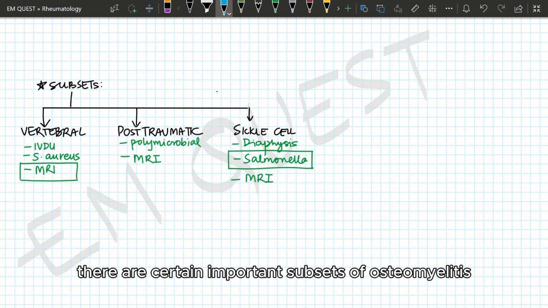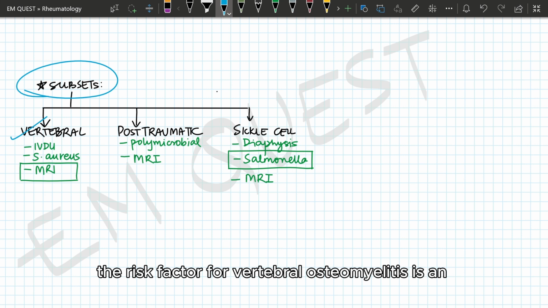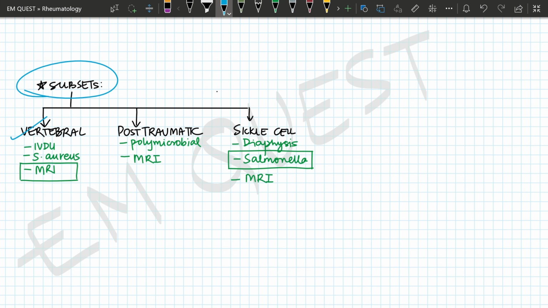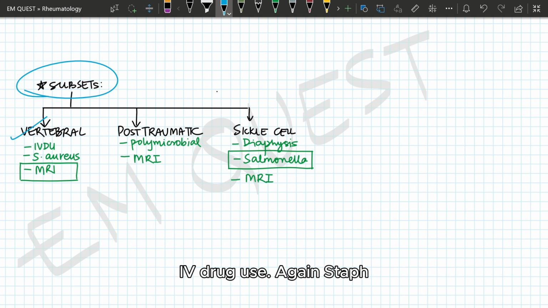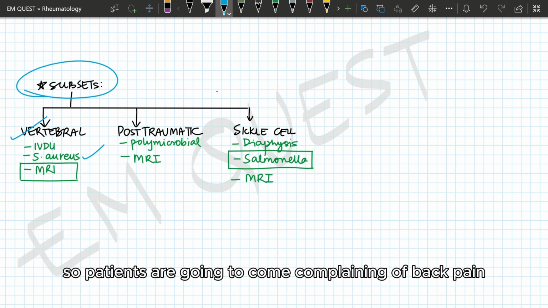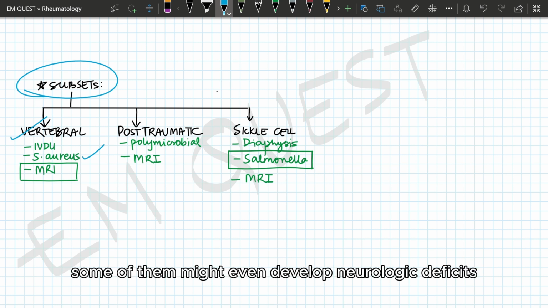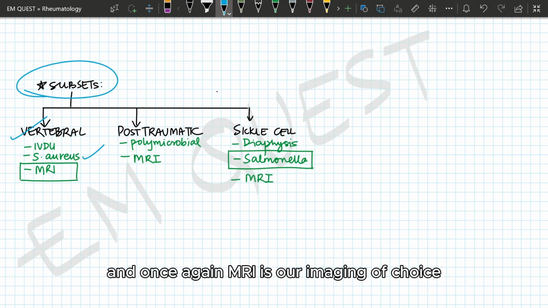There are certain important subsets of osteomyelitis that we should be aware of. So the number one is vertebral. The risk factor for vertebral osteomyelitis is any indwelling lines, and in young patients who are risk takers, then it's IV drug use. Again, Staph aureus is the most common organism, and mostly it is the lumbar vertebra that is affected. So patients are going to come complaining of back pain. Some of them might even develop neurologic deficits. CRP and ESR will be increased in such patients. And once again, MRI is our imaging of choice.